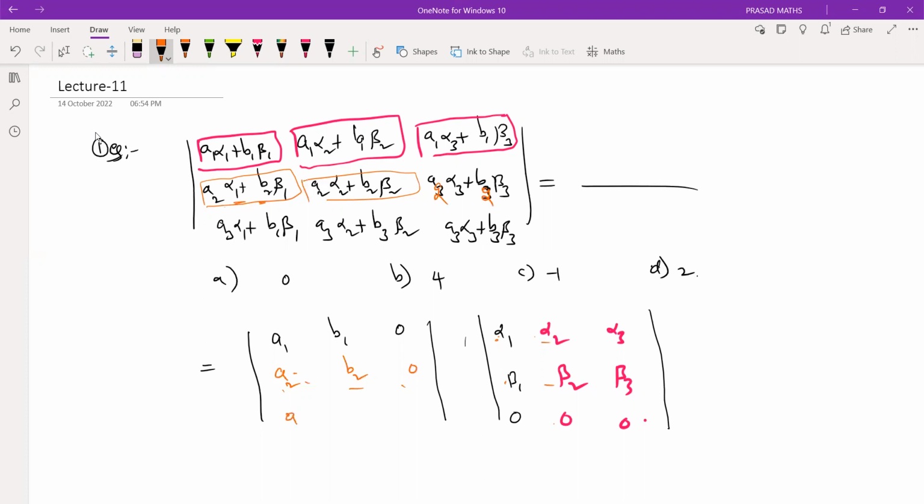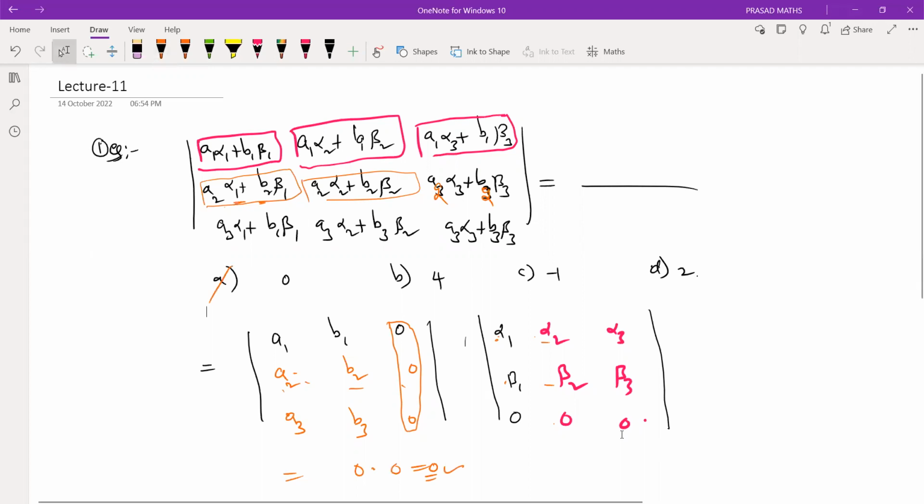a3, b3, 0, right? If a row in a determinant is a 0 row, this is 0, right? Once you apply this technique, you can easily get the answer. That is the idea of the product of two determinants.